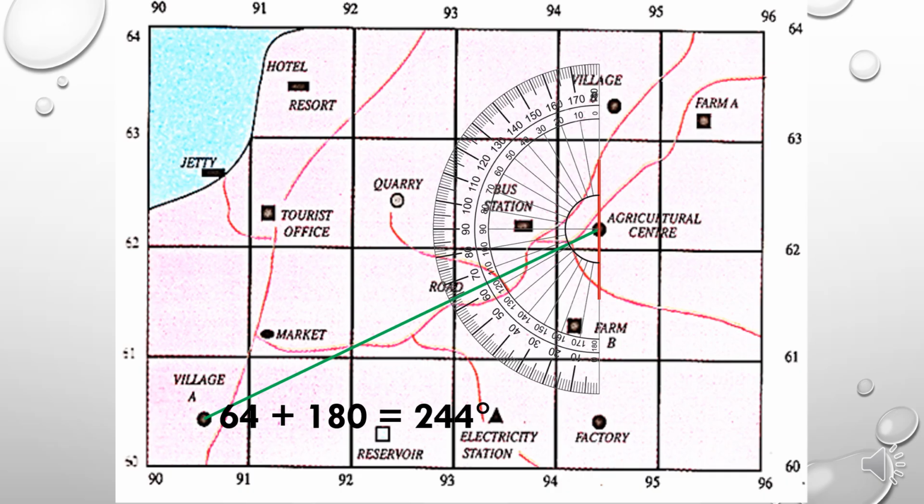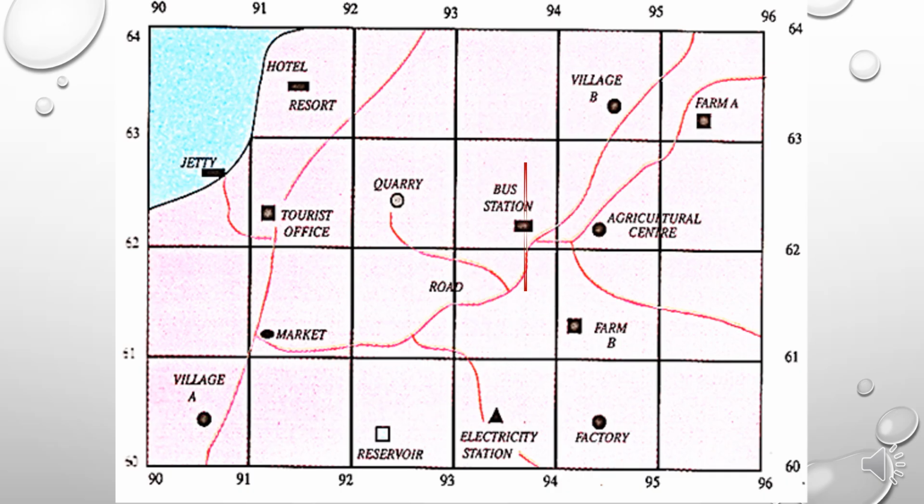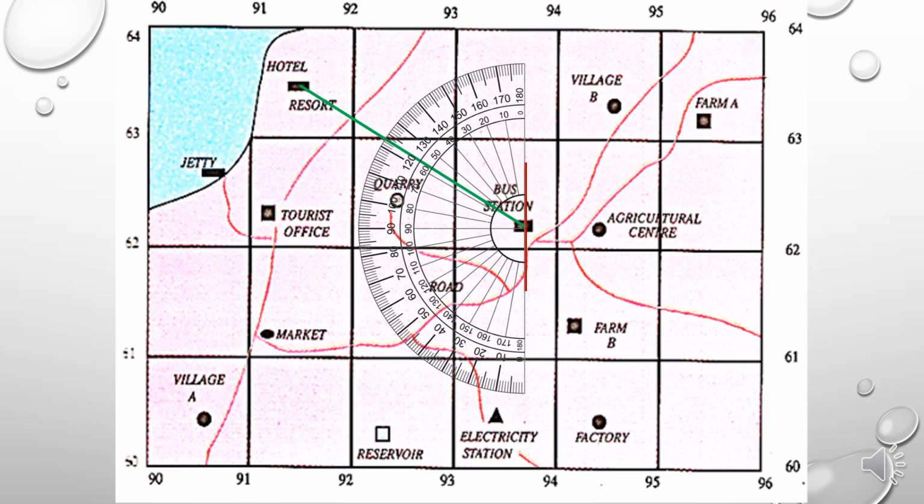Next, we want to know the bearing of the hotel resort from the bus station. So we drew our line right through the bus station and connect it to the hotel resort. We place our protractor right there and we have obtained an angle of 123 degrees. So we add 123 degrees to 180 and our bearing is therefore 303 degrees, which is the bearing of the hotel resort from the bus station.